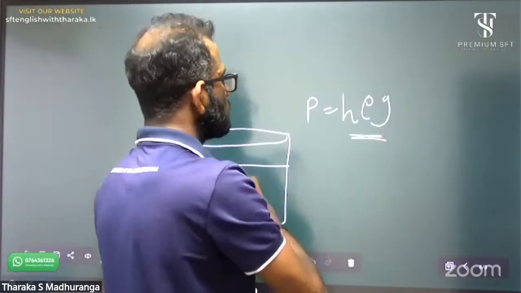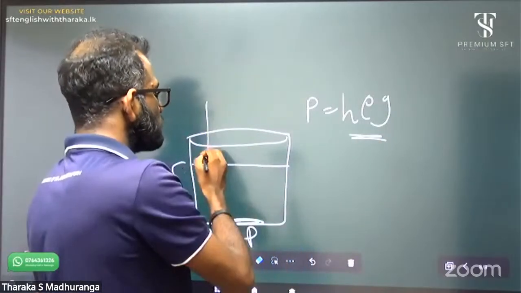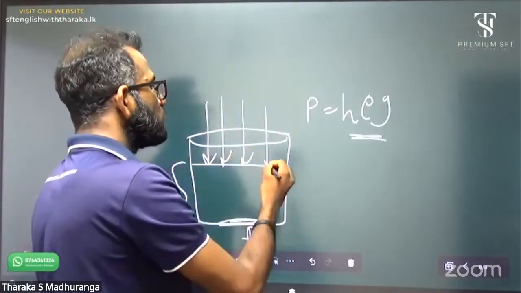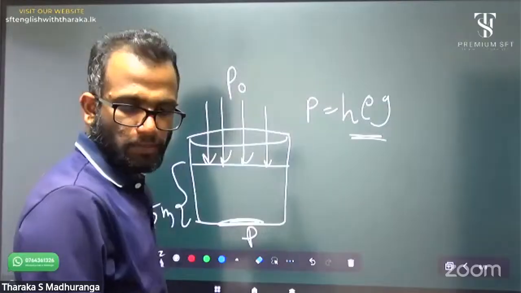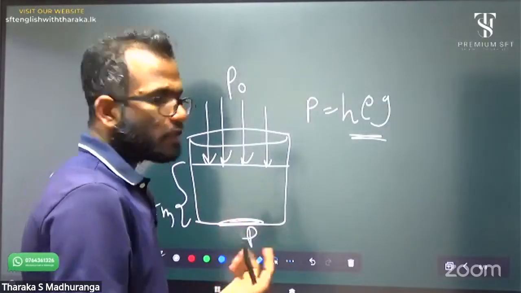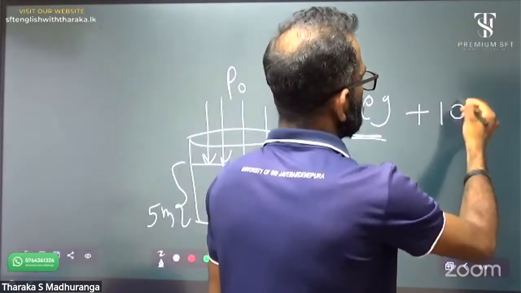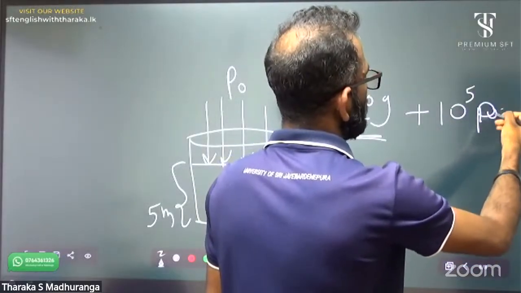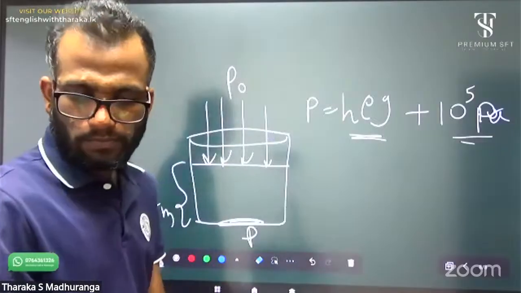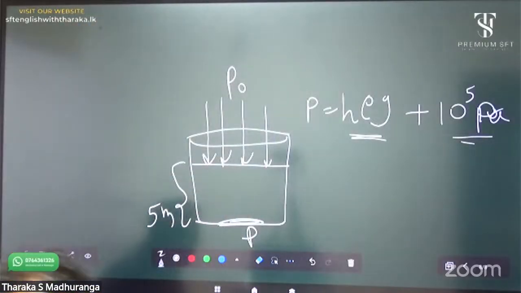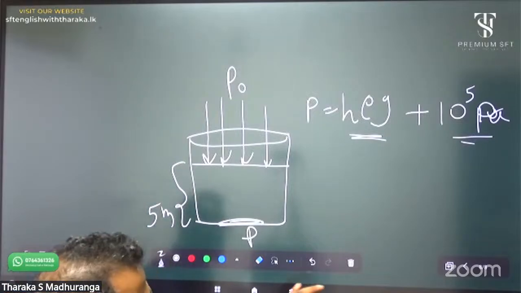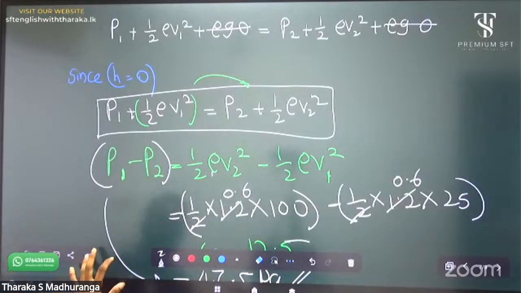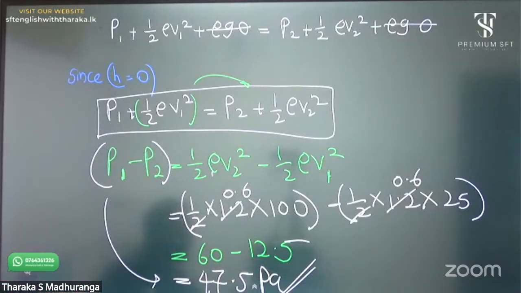It is hydraulic pressure, but that's not the only pressure. The actual pressure is the hydraulic pressure plus P naught as well. P naught means atmospheric pressure. The atmospheric pressure is 10 to the power 5 Pascal, which means 1 lakh. Clear? It is not for Bernoulli's theorem. It's pressure. Sir, are we clear?